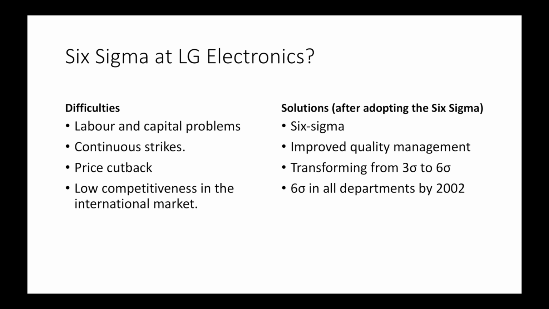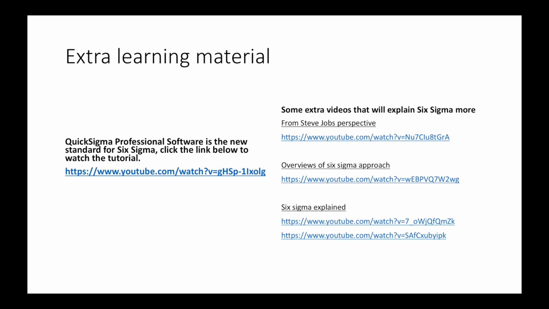Now, when you know a little bit more about Six Sigma and why it's a good idea implementing it in a business, you could always have a look at the material provided in the next slide. Here you can see a Six Sigma software to use, or why not take a look at the videos provided. Just click the link and it will redirect you to the videos.